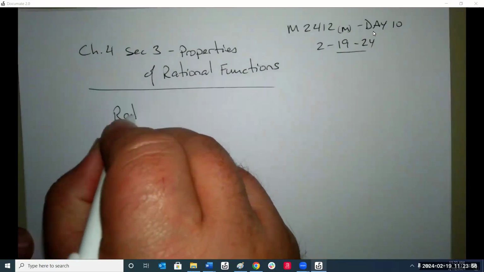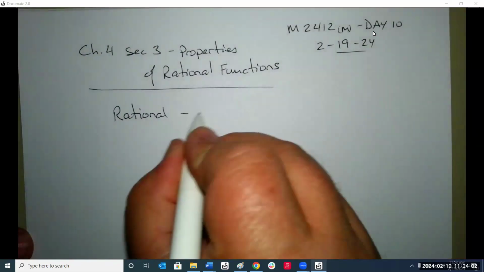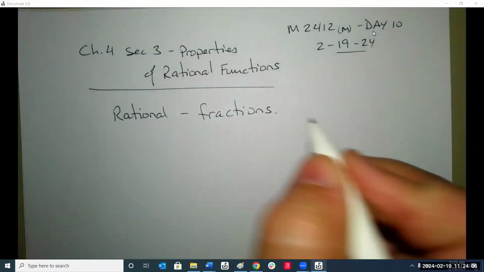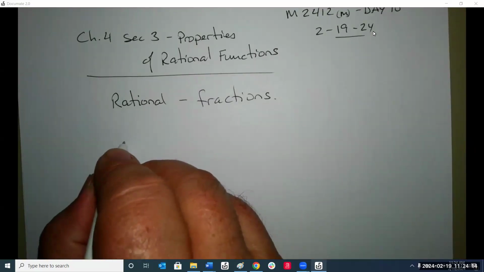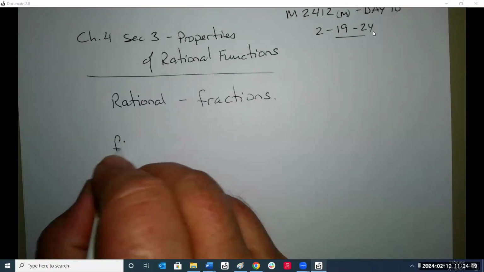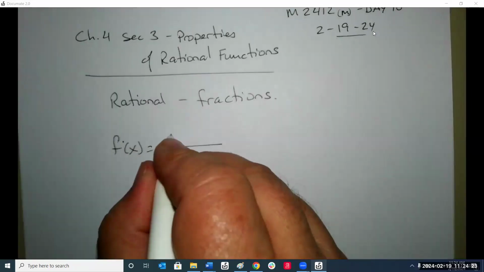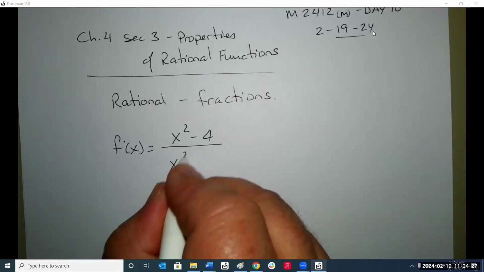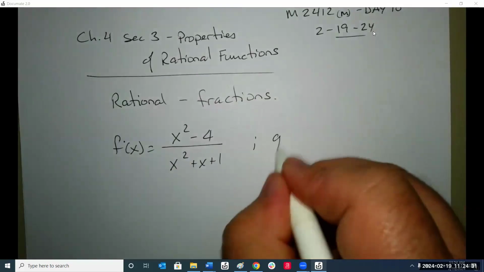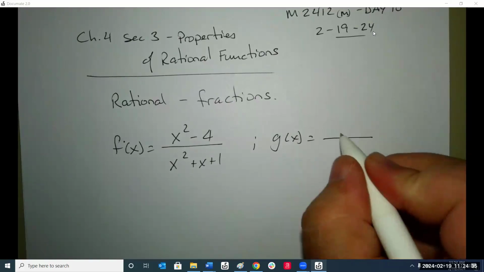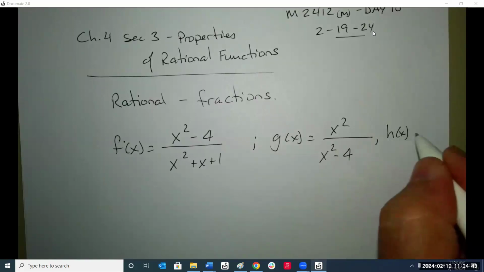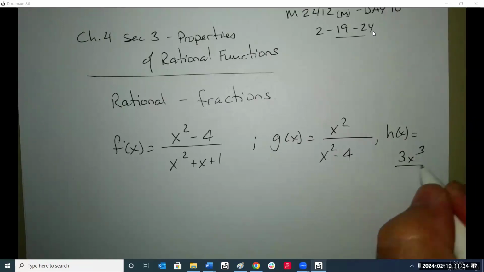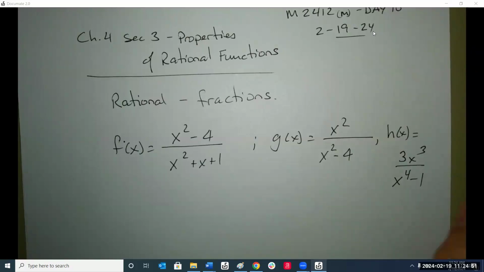Again, rational means fractions. So, for example, we would have f of x equals (x squared minus 4) over (x squared plus x plus 1). g of x is x squared minus 4, and h of x is going to be 3x cubed over x to the 4th minus 1, or 3x squared. These are all rational expressions.